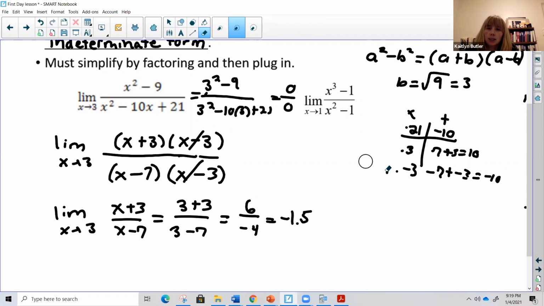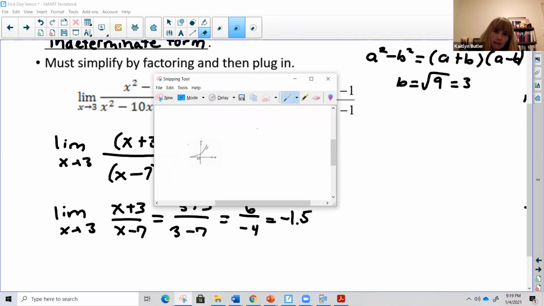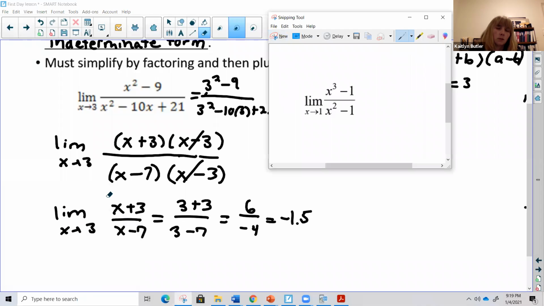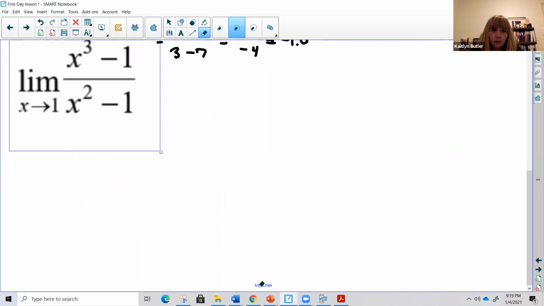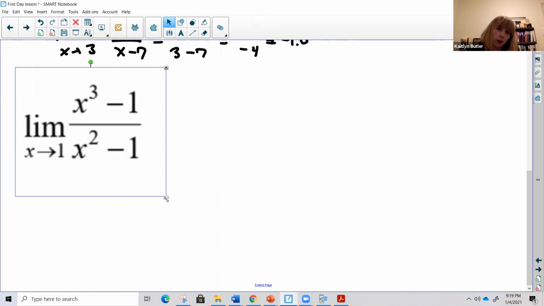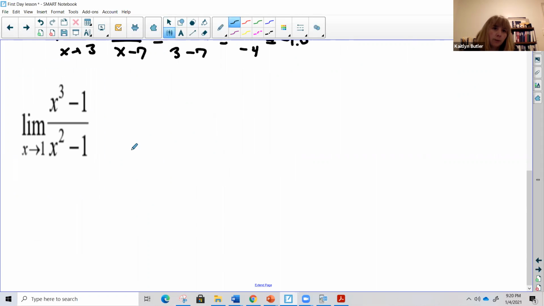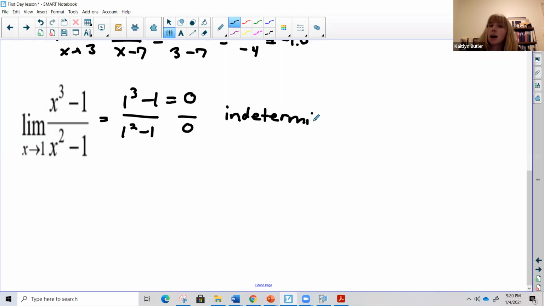Okay, so let's look at this second one. I'll move it down here so we have more room. And I did this one a little bit trickier than you normally will have to for factoring. But if we look at this one, if I plug in 1 initially, I would get 1 cubed minus 1, which is 1 minus 1, which is 0, and 1 squared minus 1, so 1 minus 1 again, which is 0. So again, this is called an indeterminate form. It does not mean it equals 0. It does not mean it does not exist. It means I have to do more work. Okay, so what I have to do is I need to factor the numerator and the denominator.